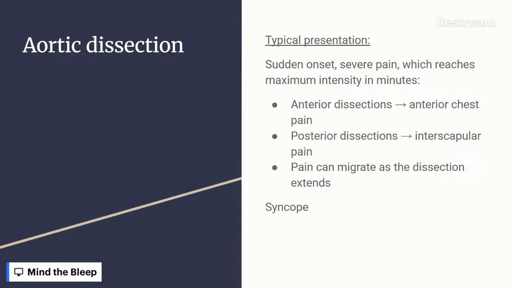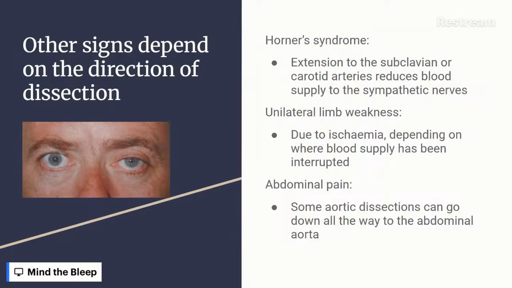Alternatively, the patient could present with syncope, and that's again due to them losing a significant volume of blood. Other signs depend on the direction of the dissection or the location of it. So you may get symptoms in line with Horner's syndrome. So that's if the dissection extends to the subclavian or the carotid arteries. And that, of course, if it does do that, then it will reduce the blood supply to the sympathetic nerves. And as such, you'll present with the symptoms of Horner's syndrome. So you can see that this patient has got ptosis, they have dry eye, and so on and so forth.